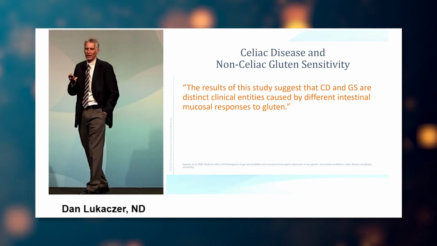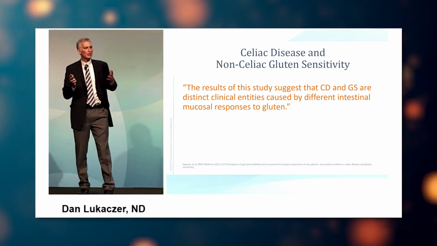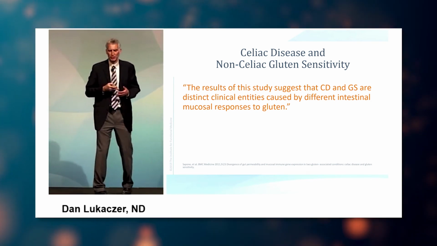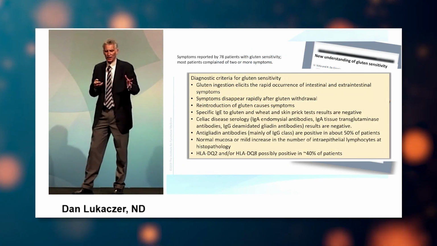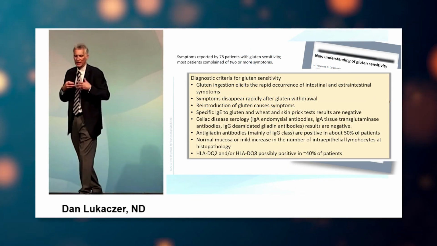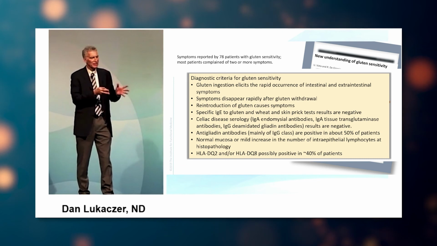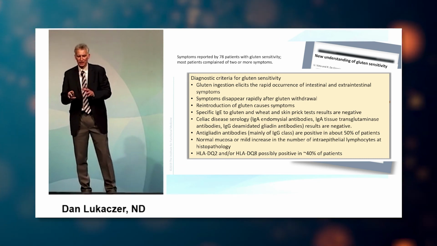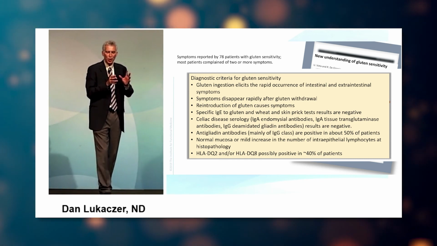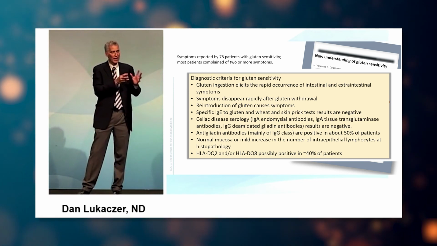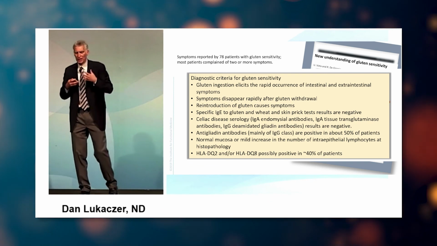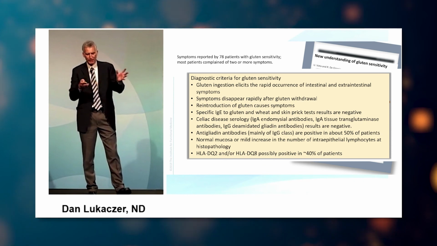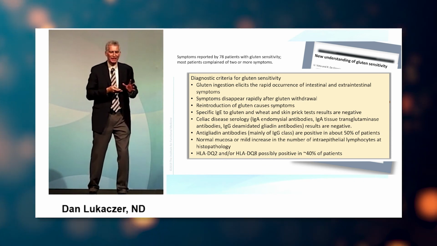Another study following on the heels of that suggested there were distinct differences in these two entities with different mucosal responses. And they came up with a diagnostic criteria. Essentially, it's a diagnosis of exclusion. You exclude allergy, you exclude celiac disease, and there is really no lab that's recognized. And although AGA, as you'll see here, and I'll show you, is more likely to be elevated or higher in a percentage of those people, it's not diagnostic.